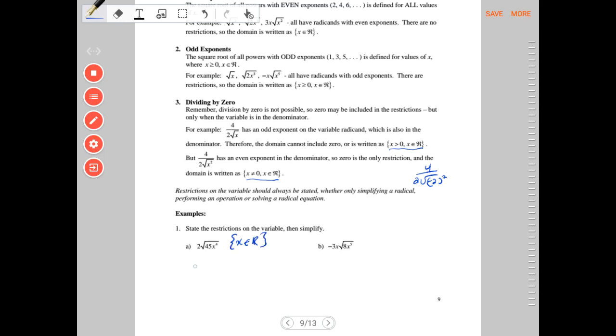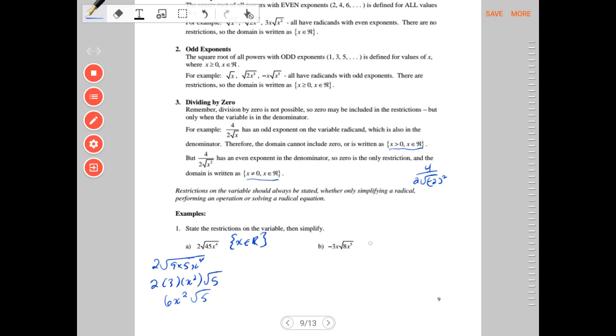And simplify. So 45 is not a perfect square, but it is the product of 9 times 5. x to the fourth square rooted, again, is a perfect square, so we can square root it. Square root of 9 is 3. I cannot square root the 5. Square root of x to the fourth, remember, when you're square rooting, just divide the exponent in half. So that becomes x squared. And the 5 has to stay. So 2 times 3 is 6, so 6x squared root 5.